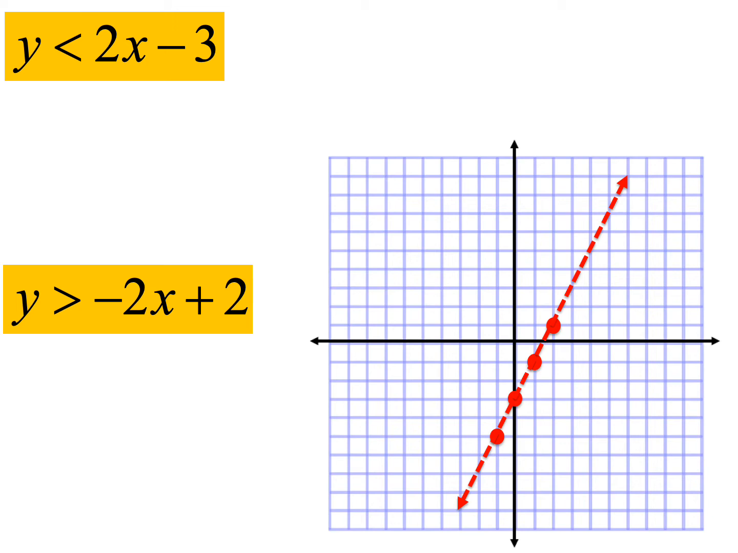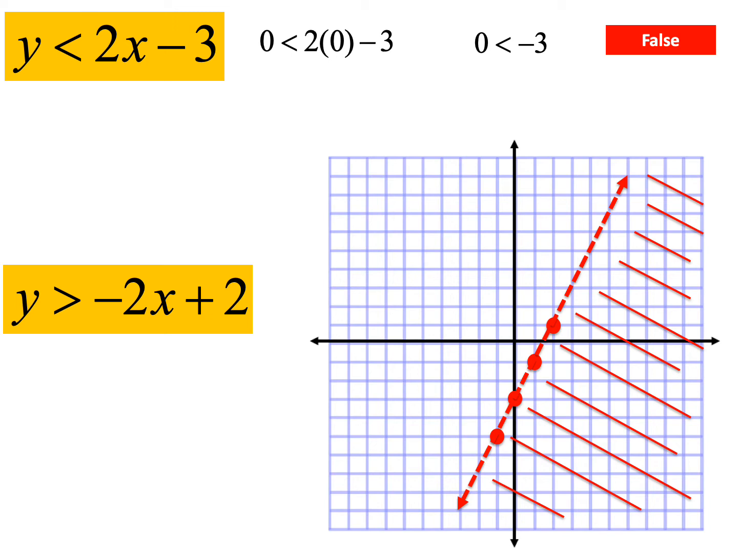And then we pick a test point. What does Mr. C always like to pick? I like to pick 0, 0. So I'm going to pick 0, 0 and see if it makes it true or false. 2 times 0 is 0. 0 less than negative 3, that's false. So look where 0, 0 is in relationship to that line. It's on the left side. So the left side is the false side. We shade the true side.